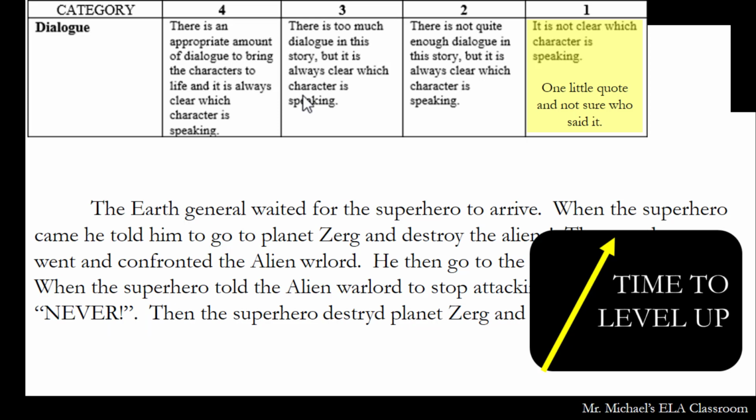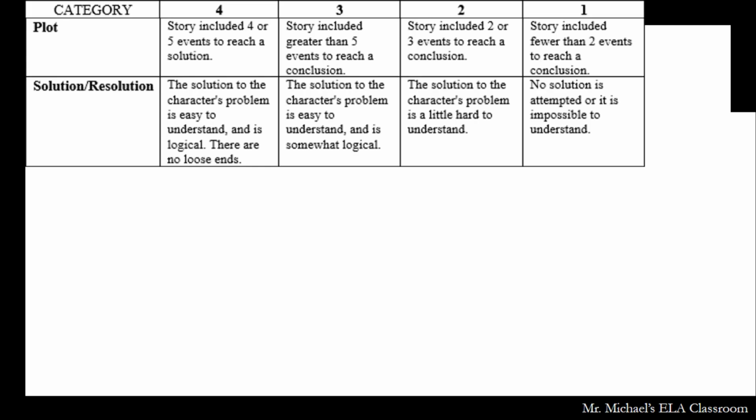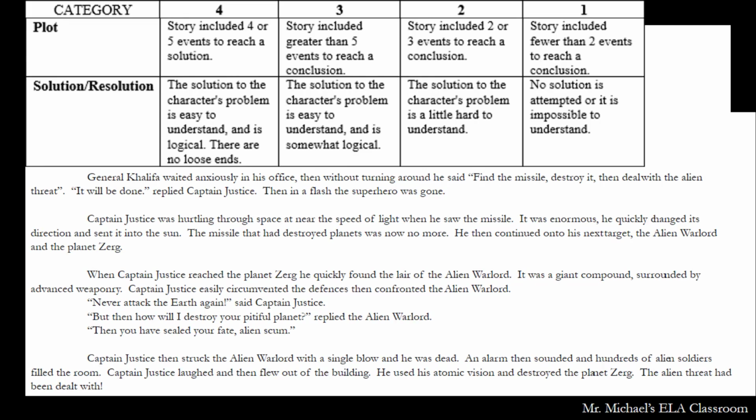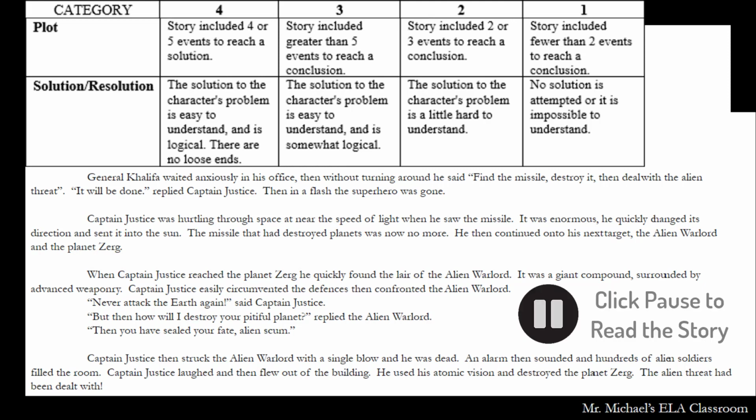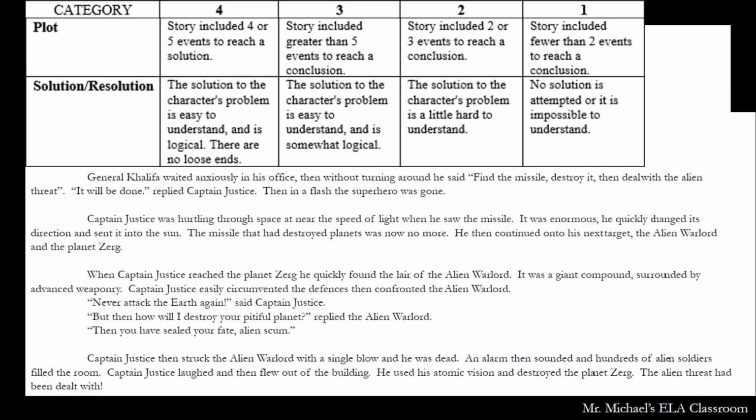And I'm not going to read this entire story to you. You can read it while I'm explaining the marks. So we've got our plot and our solution again. So here it is. You can see there's a lot more writing. There's 1, 2, 3, 4 paragraphs. And I said at least 5 paragraphs. So that is going to be good there.